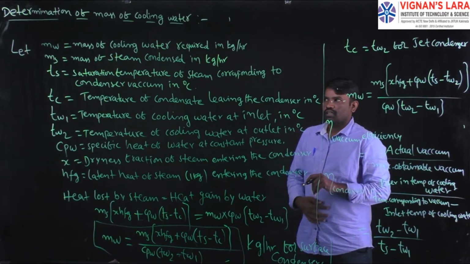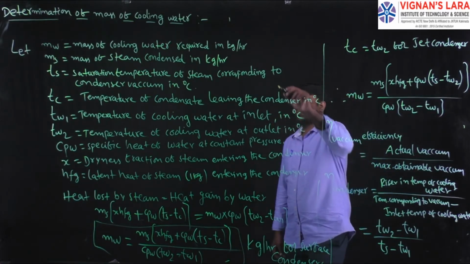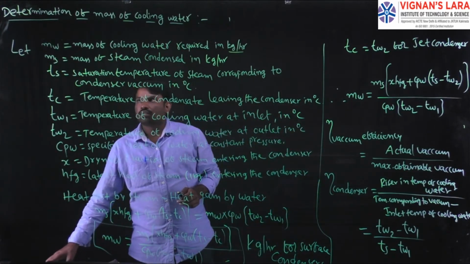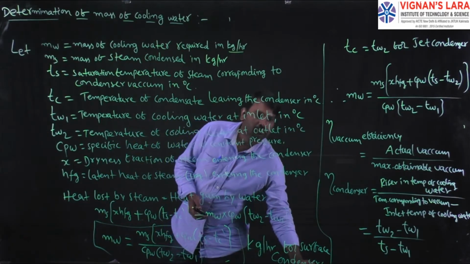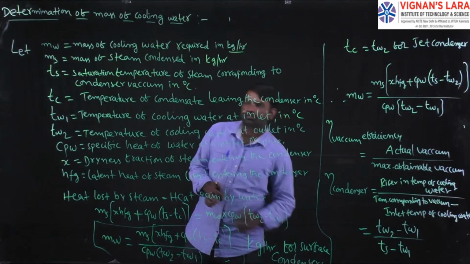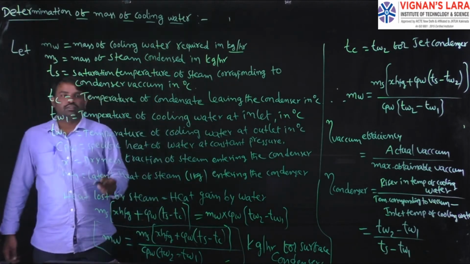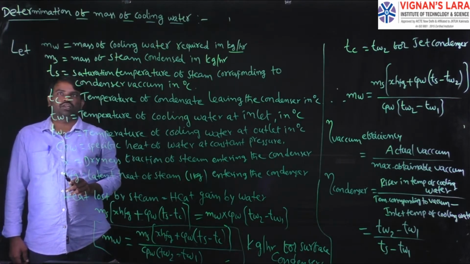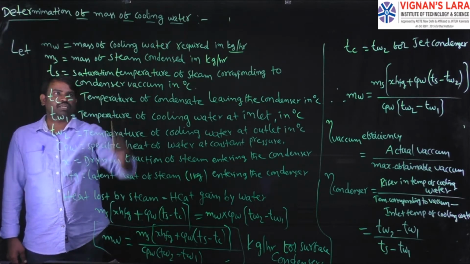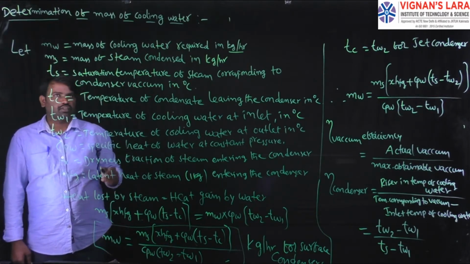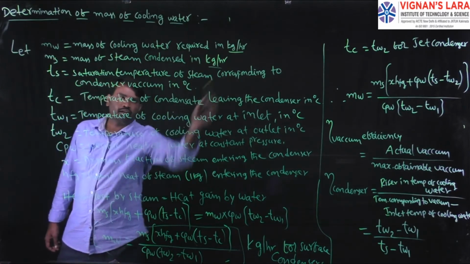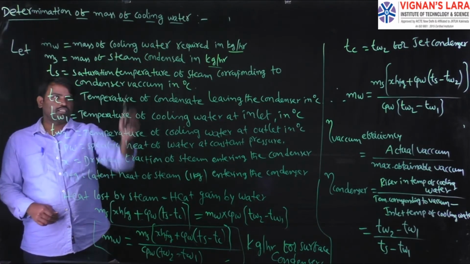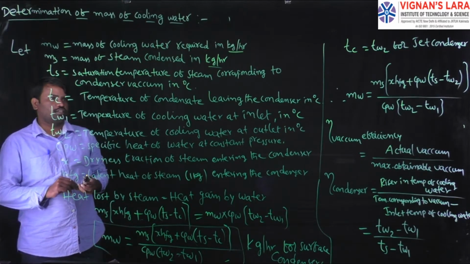So let us consider MW is the mass of cooling water required in kilogram per hour, and MS is equal to the mass of steam condensed in the condenser device. This mass of steam we take from the type of turbine. TS is the saturation temperature of steam corresponding to the condenser vacuum, in degrees centigrade.